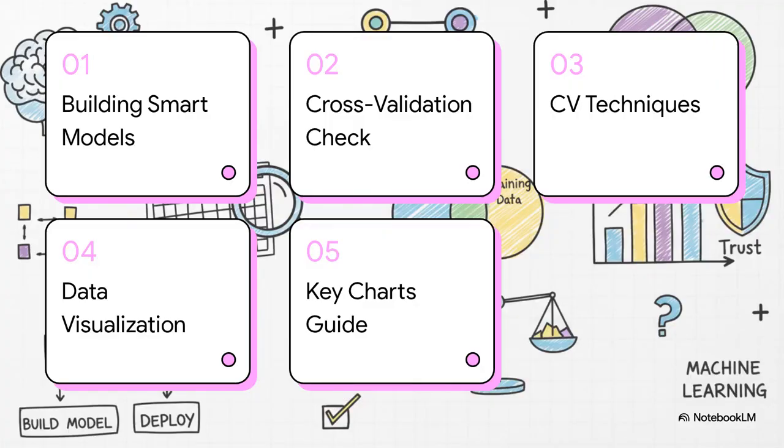Okay, so here's our game plan. First up, we'll talk about the main challenge you face when you're building any model. Then, we'll get into this awesome quality check called cross-validation and explore a few different ways to do it. After that, we're going to switch gears and talk about why pictures, visualizations, are so incredibly important. And we'll wrap it all up with a quick tour of the charts you absolutely need to know.